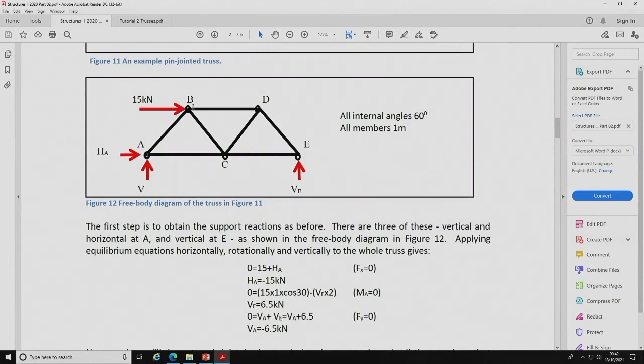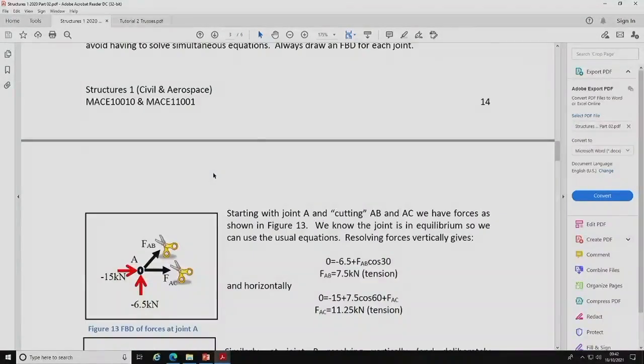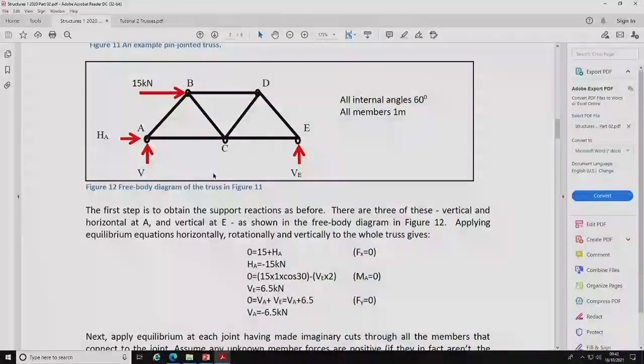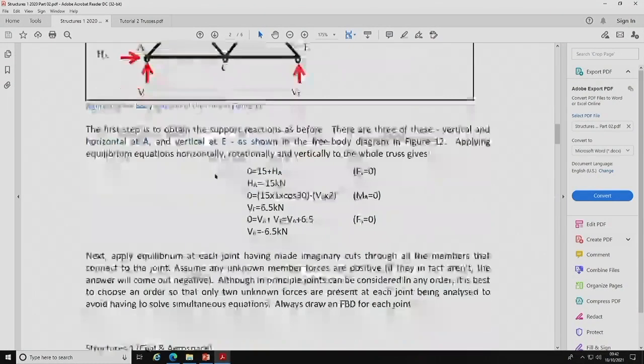And that also means anywhere along that member, it is 7.5 kilonewton push type of force. Anywhere along this member, it's 7.5 kilonewton push. Whereas anywhere along this member is 11.25 kilonewton pull force or tension force. So you move from one joint to another.